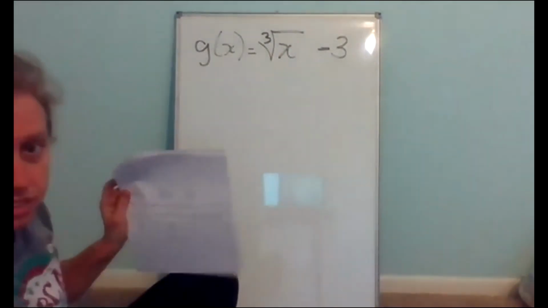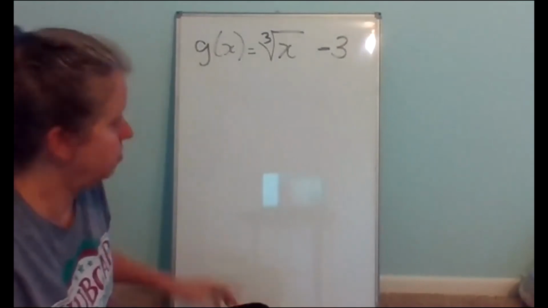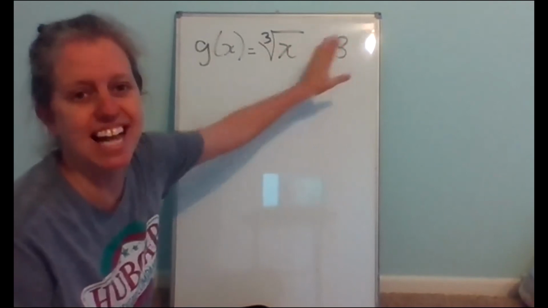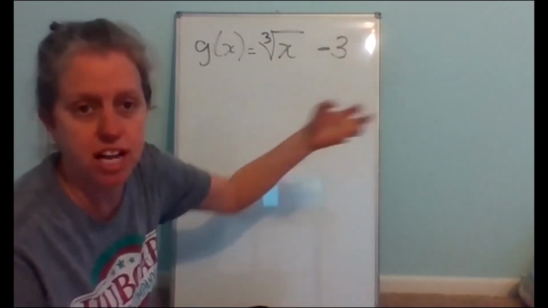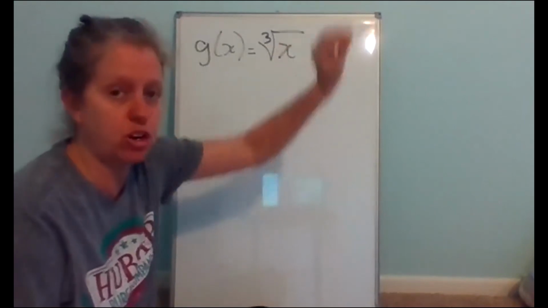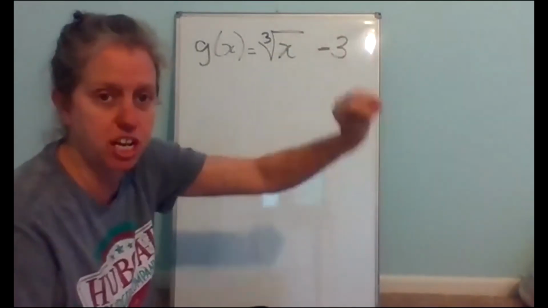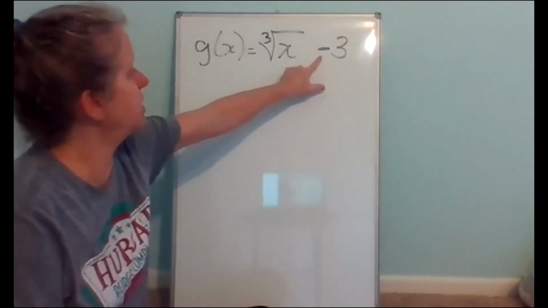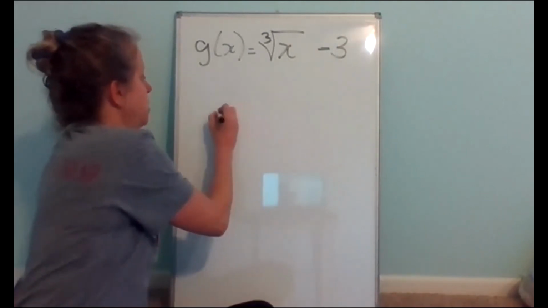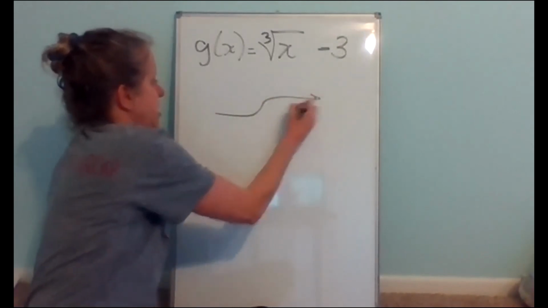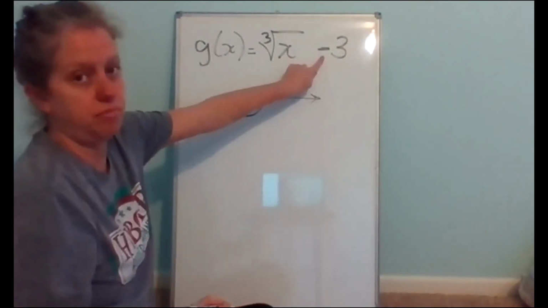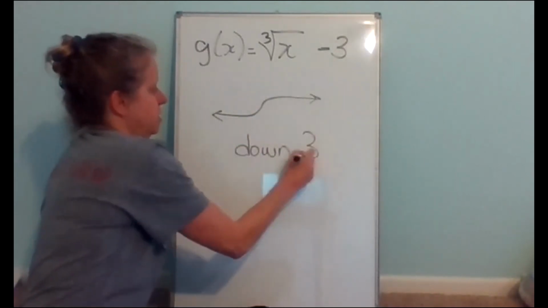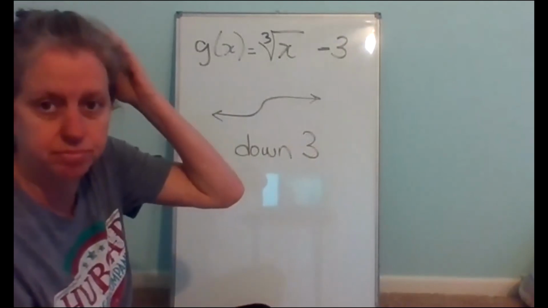All right, number 7. So this one's different, right? Because this -3 is not inside the cube root. It's outside. It's not underneath. It's not inside. So this one is a vertical shift, up and down shift. Then I'm going to go with the sign, right? The cube root graph looks like this. That -3 is going to shift this shape down 3.